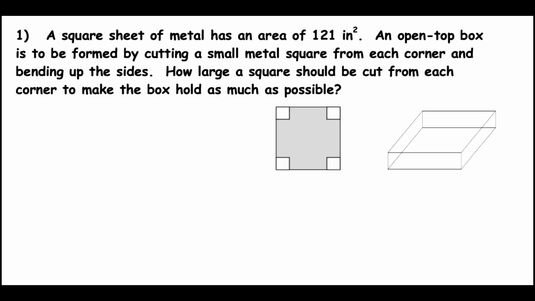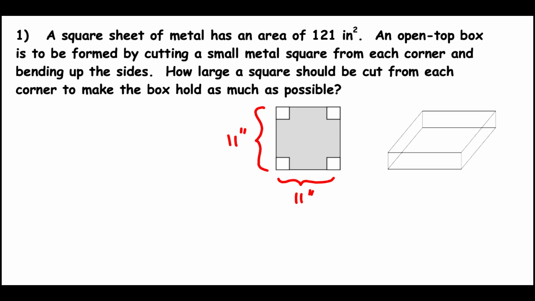Example number 1, you've got this square sheet of metal. It's got an area of 121 square inches. Well, if that's a square, to me right away I know that the sides are 11 inches. This is 11 by 11. I'm going to go ahead and draw the picture and label the parts right now. Okay, you're going to make an open top box out of that.